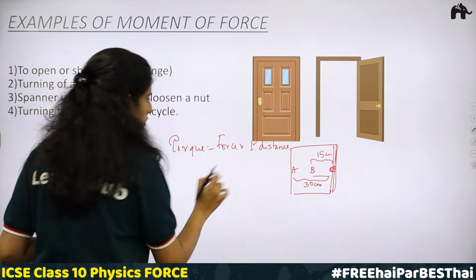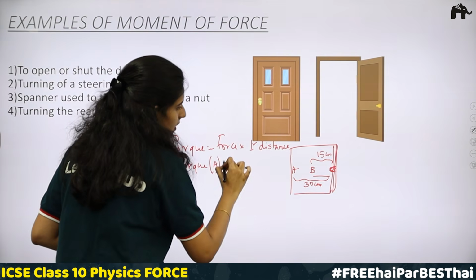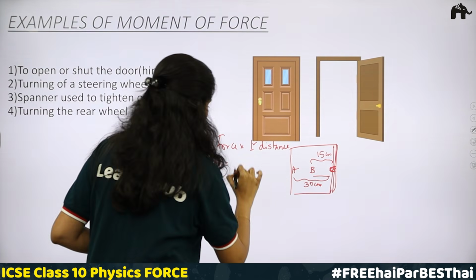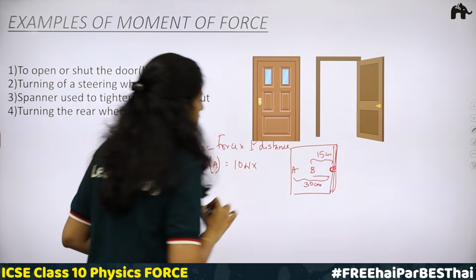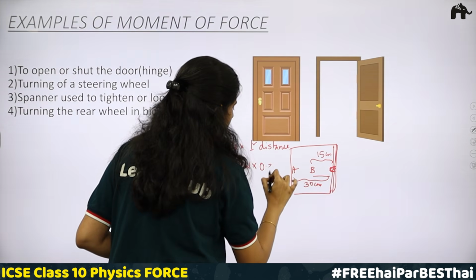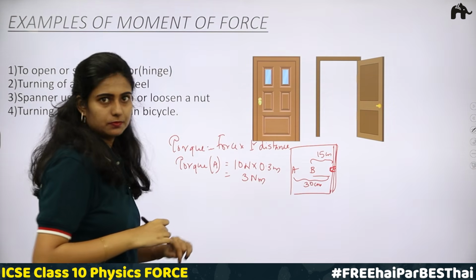In the first case, what will be the torque? Torque when force is applied at A will be equal to, let's say 10 Newton force is applied, 10 Newton force into the distance. Distance here is 30 centimeter, which means 0.3 meter. We will be getting 3 Newton meter as the torque.